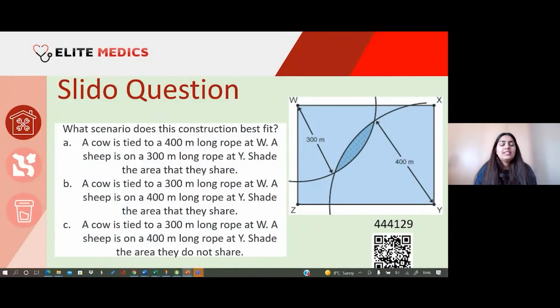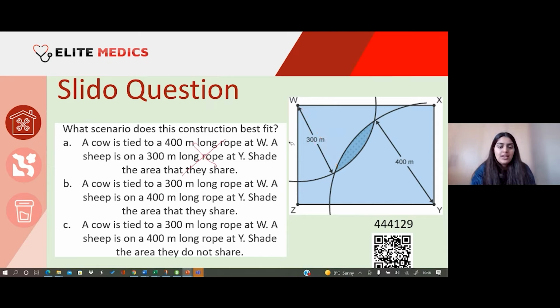So let's have a read of the first statement, right? A cow is tied to a 400-meter long rope at W. If it's a 400-meter long rope, then this arc over here would actually have a diameter of 400 meters. This is 300 meters, so we can instantly cross out A.